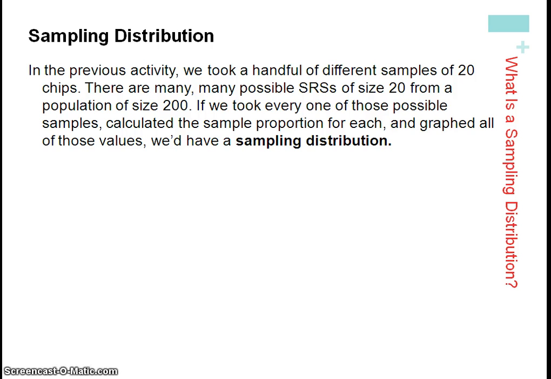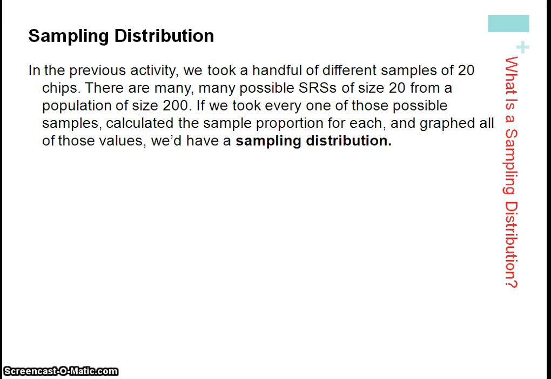So in the previous activity, we took a handful of different samples of 20 chips. There are many, many possible simple random samples of size 20 from a population of size 200. If we took every one of those possible samples, calculated the sample proportion for each, and graphed all of those values, we'd have a sampling distribution.